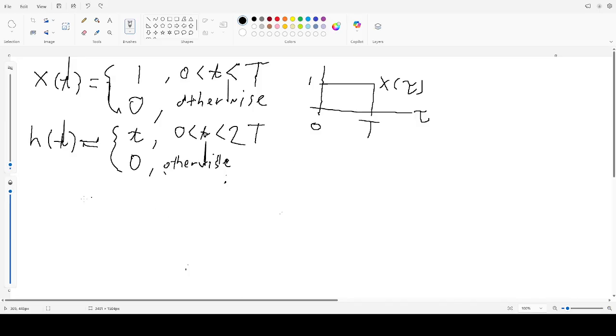Case 1 is for t less than 0. Well, actually, before I do that, I don't want to skip this part, just to show you how I'm doing this. So just straight up first, h of tau, not t minus tau, h of tau. 2t.